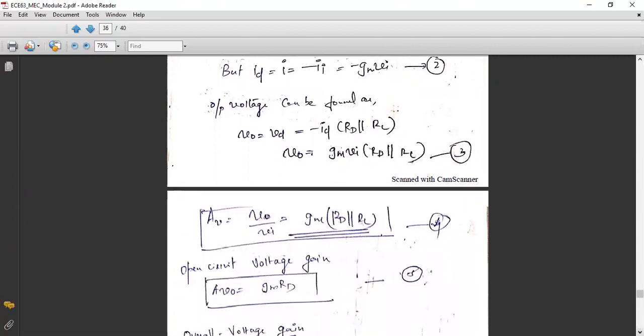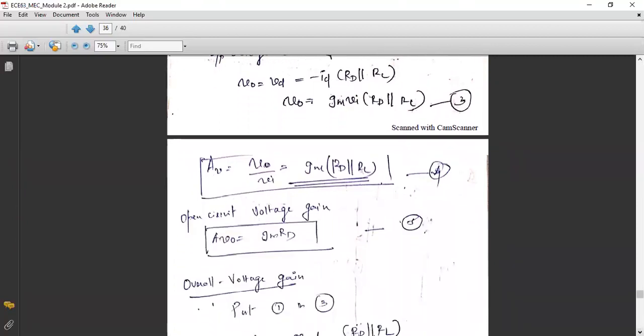Now coming to the third parameter, that is open circuit voltage gain. You need to understand the difference between the normal voltage gain and open circuit voltage gain. Whenever you are calculating the open circuit voltage gain, you will not consider the value of load resistance. Open circuit means output load is disconnected. Without connecting the load resistance, we are calculating the output voltage gain.